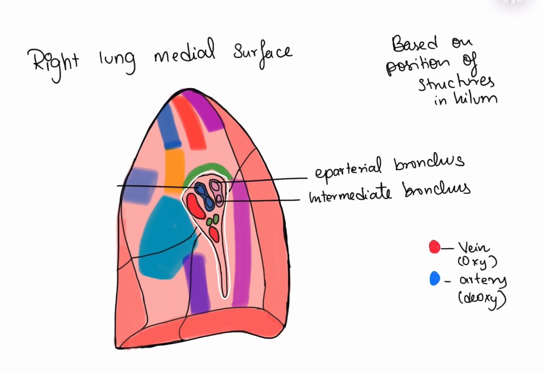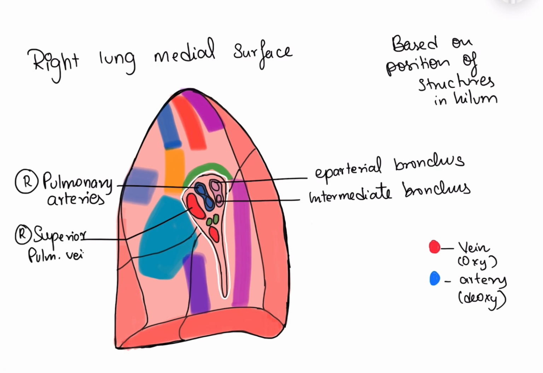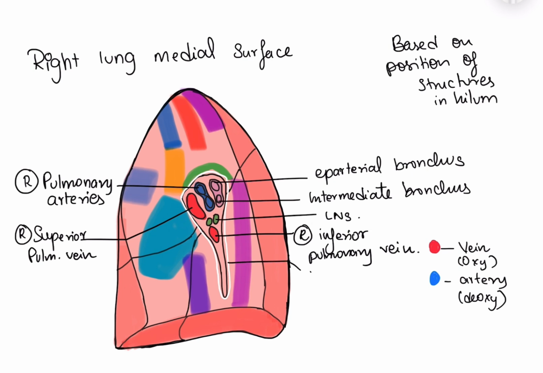As you can see, pulmonary artery, blue marking, is located just below and anterior to the eparterial bronchus. Superior pulmonary vein, which is a red marking, is positioned anteriorly and inferiorly to the right pulmonary artery. Inferior pulmonary vein is located further down, typically the most inferior structure in the right hilum of lung. Lymphatics position can vary. So, to summarize, superior to inferior, we have the bronchus, pulmonary artery, and pulmonary vein. Anterior to posterior, pulmonary vein, pulmonary artery, and then bronchus.